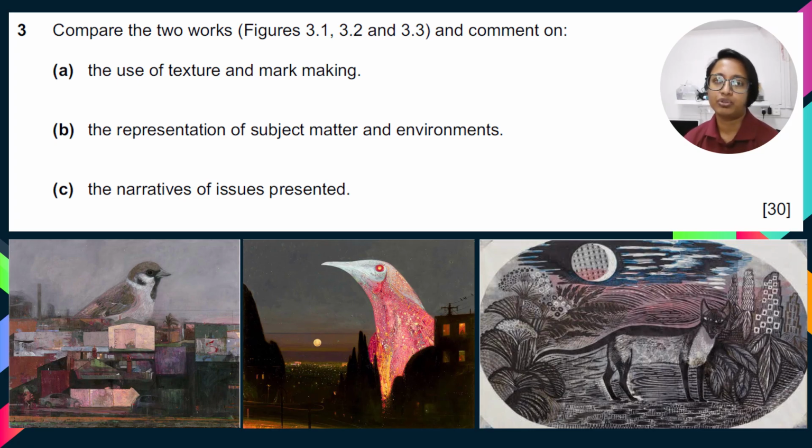And then we will also talk about what is subject matter, environments. I'm pretty sure these are things that you can actually see in the picture itself. If you are observant, I'm sure you can see that the first two pictures are in an urban landscape versus the right, it seems to be more of a wild landscape. So basically, writing about these and what exactly is the narrative or the story or the issues that have been presented here. So we will talk about the topic of environment as well in our studies.